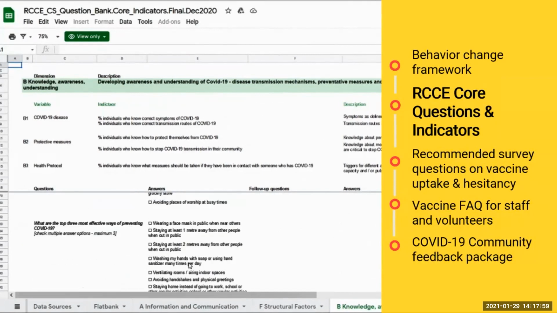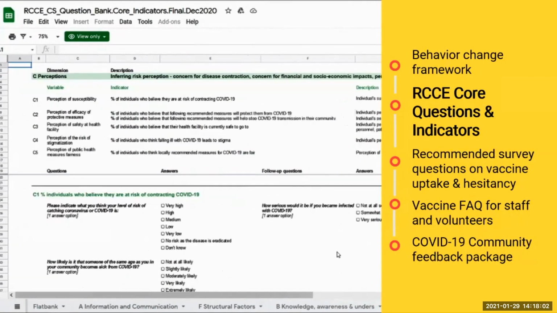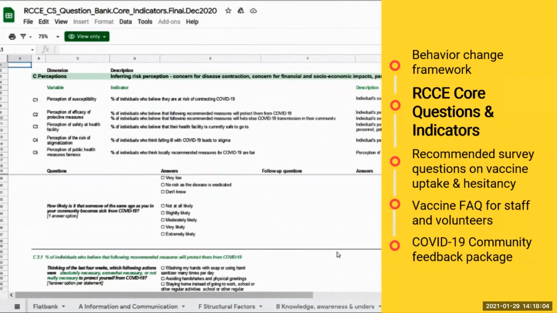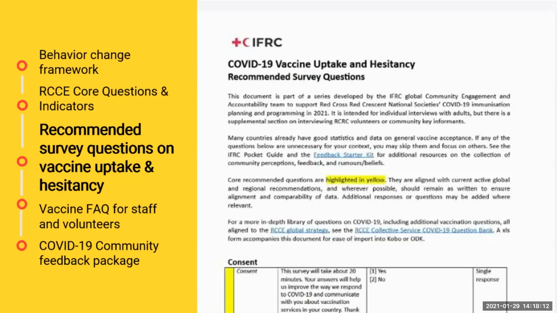From this question bank. So these are general indicators and questions, but they also include vaccine-specific questions and indicators. And there's also a recommended survey for vaccine uptake and hesitancy that I4C has put together. This can be used for individual interviews, and it can also be used for Red Cross and Red Crescent staff and volunteers, as well as key informants.